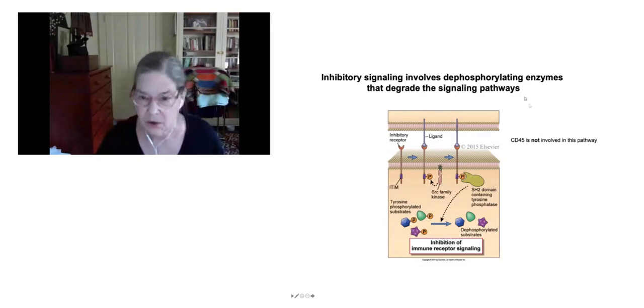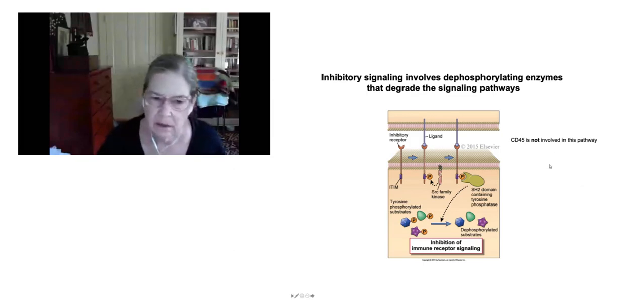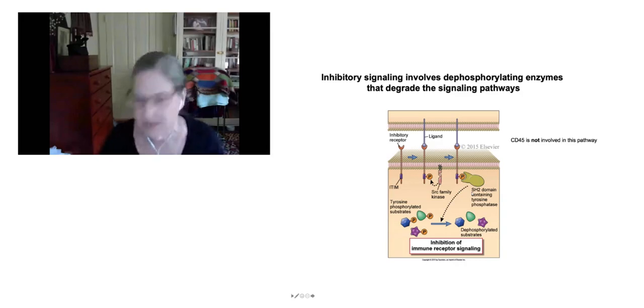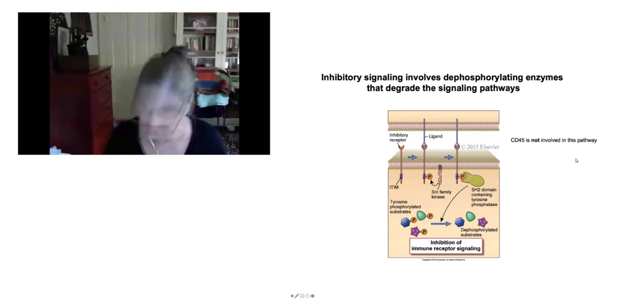Now, there's inhibitory signaling as well that I just mentioned, and those have what we call ITIMs on them, which are immune receptor inhibitory signaling molecules. And in this case, it's the SHP and SHIP phosphatases that are going to dephosphorylate everything that got phosphorylated in that signaling pathway. It's going to knock it back by virtue of getting rid of the phosphorylation that, for instance, ZAP70 has set up.